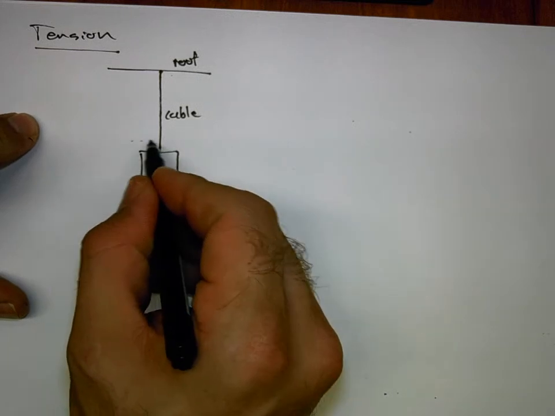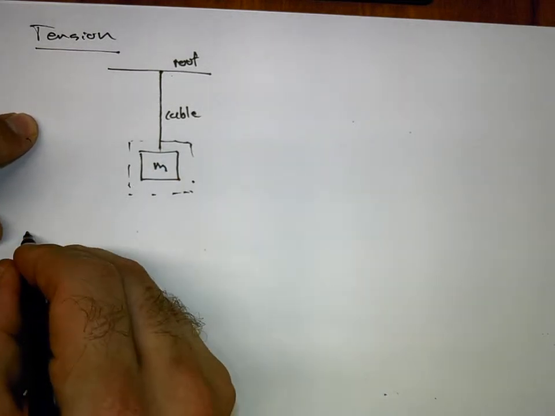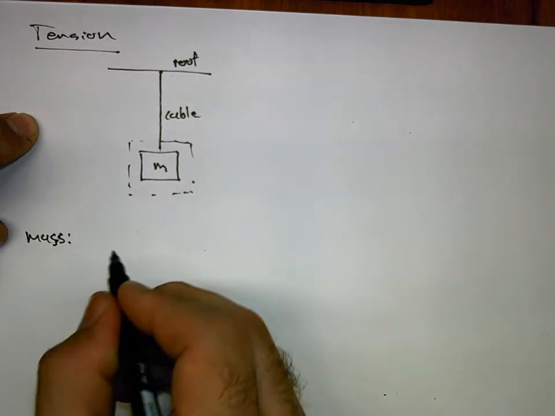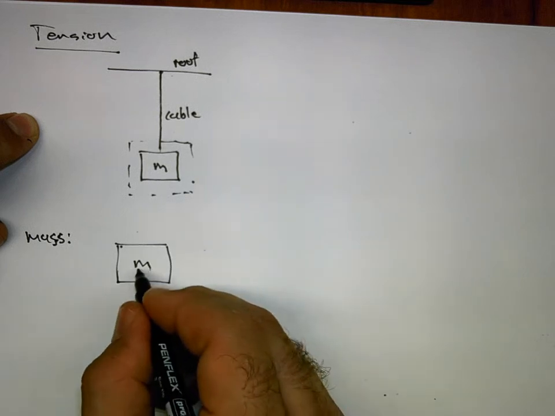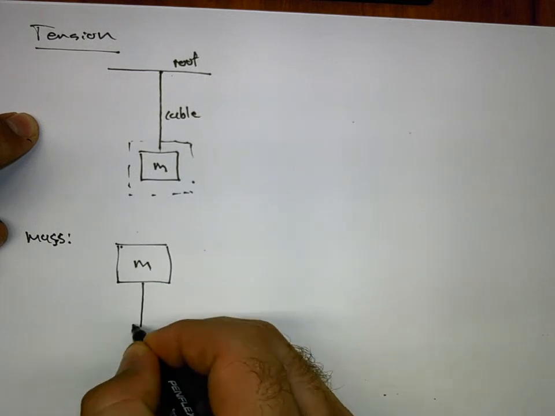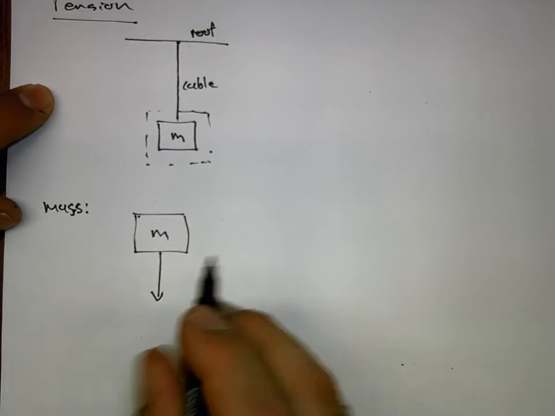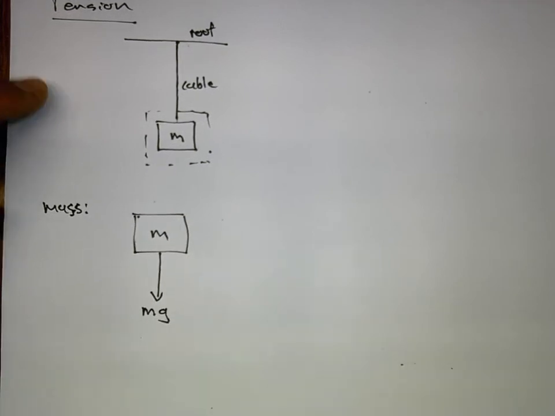So let's start to draw a free body diagram. Let's just look at the mass first. I've got the mass. I know it's got a weight. So it's being pulled down by gravity. So that force is just its mass times gravitational acceleration. Right? But it's going nowhere. So it's not being accelerated.